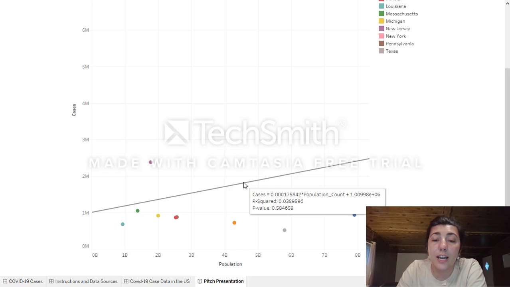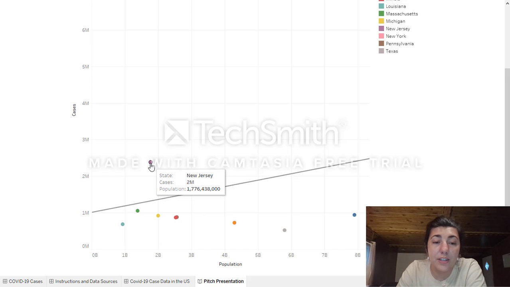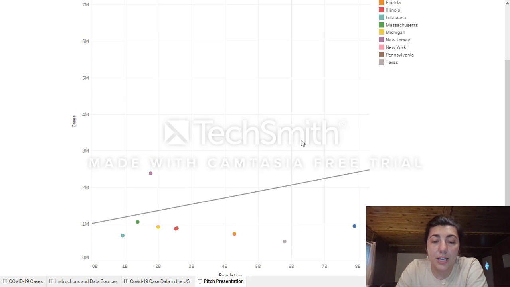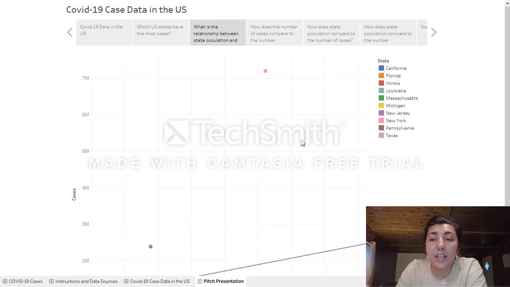And based on the trend line, the p-value is 0.5, so it's not very statistically significant. And you can just see that because we have this state with a lower population than this, but they have more cases, and the same with New York. So I thought that's interesting because, as far as this data shows, there's not a huge relationship in this data.